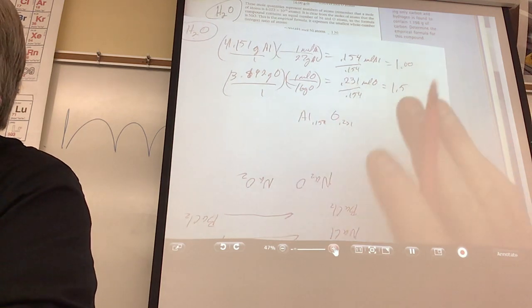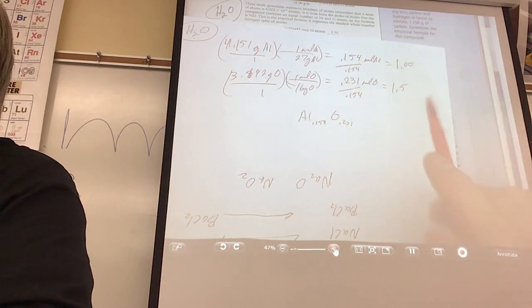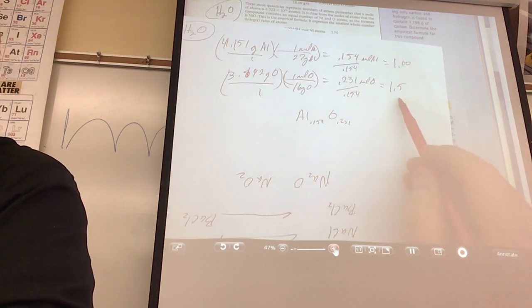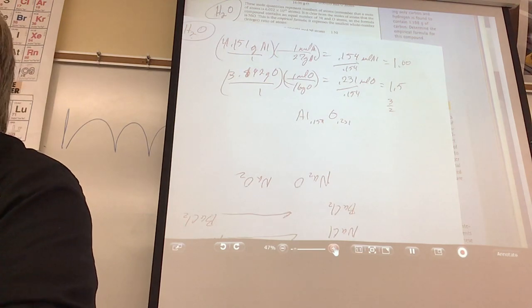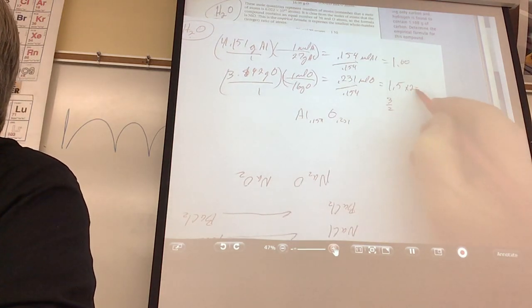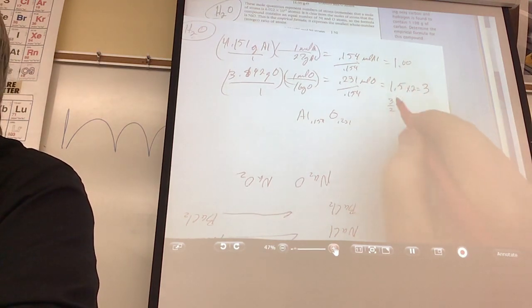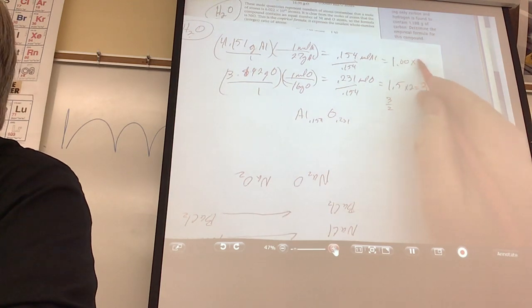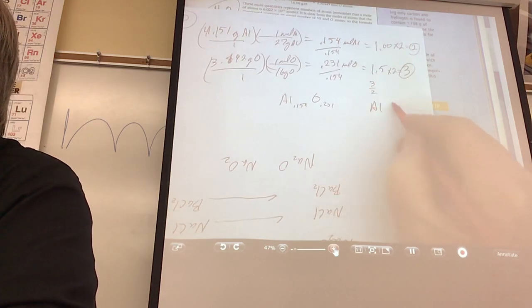1.5. I need the lowest whole number ratio. Now, does anybody know what you had to do to this number to make it a whole number? Do you know that's 3 halves, right? What do you have to do to 1.5 to make it a whole number? Multiply by 2. All right, multiply this times 2, and what do you get? But wait, you had to maintain this ratio. If you multiply me times 2, you got to multiply the other one times 2. Now, what's my final answer?